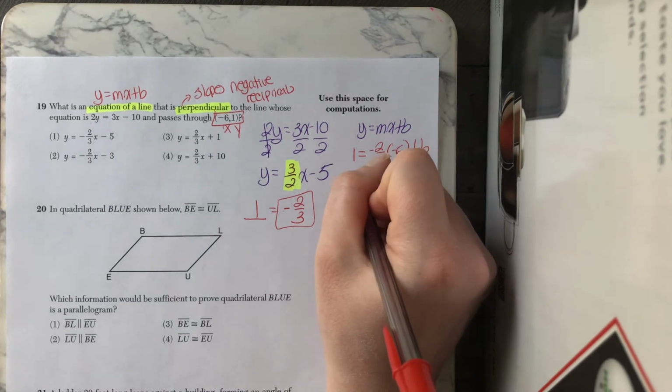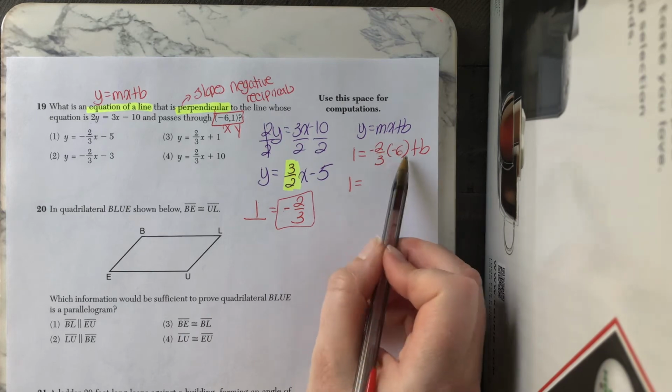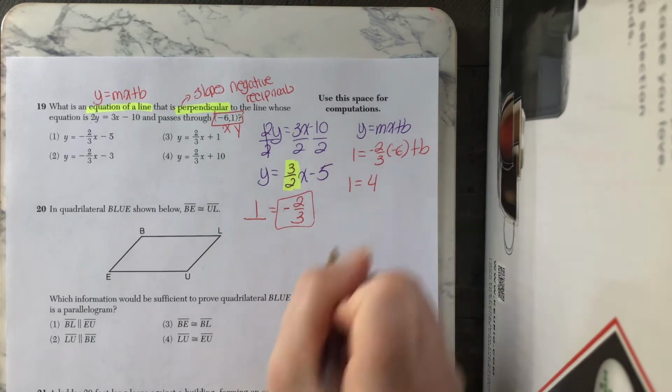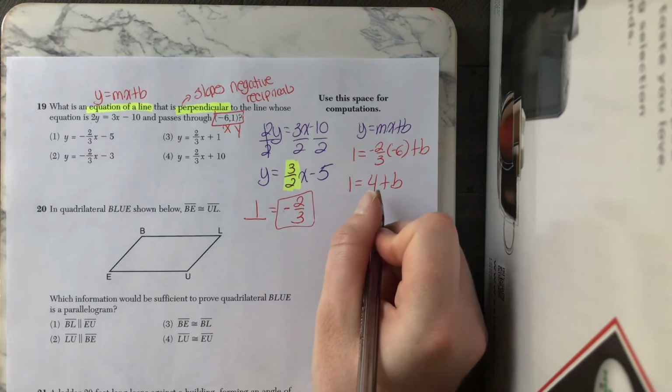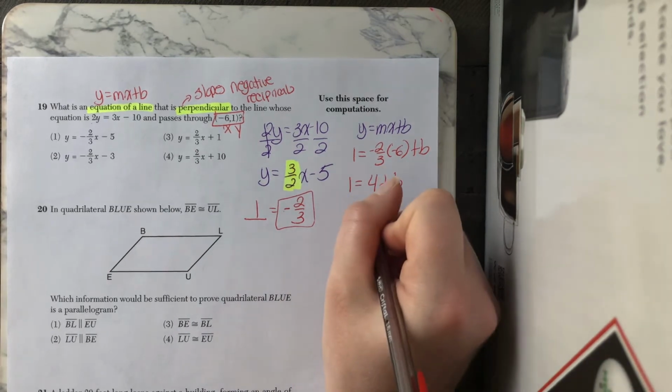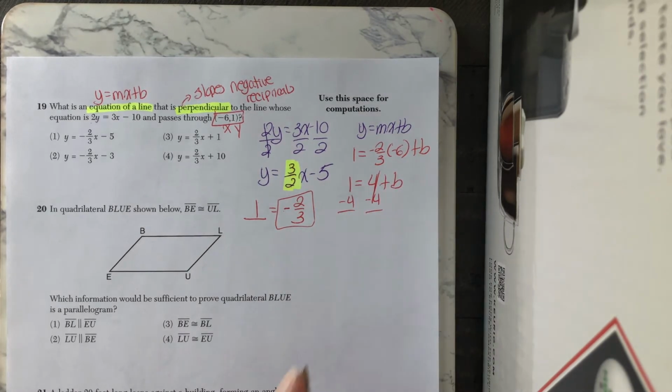So I simplify this. I get 1 equals, when you multiply this out in the calculator, you get the number 4, and then I have plus b. Now I want to get b by itself, so I have to move that positive 4 by making it a negative 4. If I subtract 4 on both sides, 1 minus 4 is negative 3, and that's going to equal my value of b.